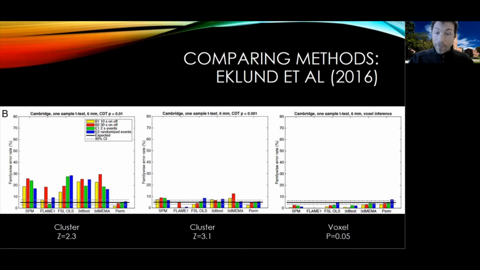On the other hand, if you do a voxel analysis, you're typically very, very conservative, again, with the exception of the permutation testing, which, whatever analysis or thresholding you use, tends to be pretty good.